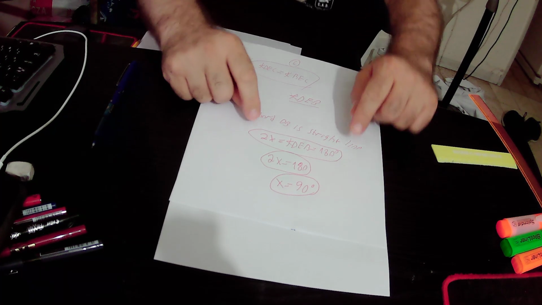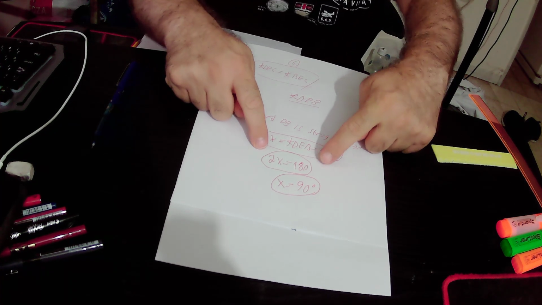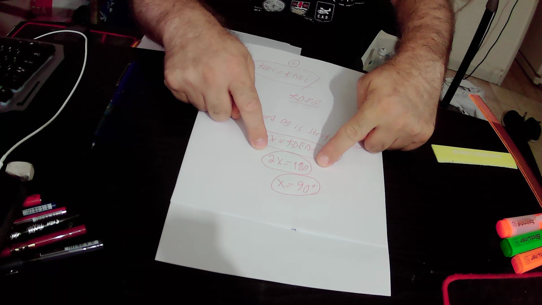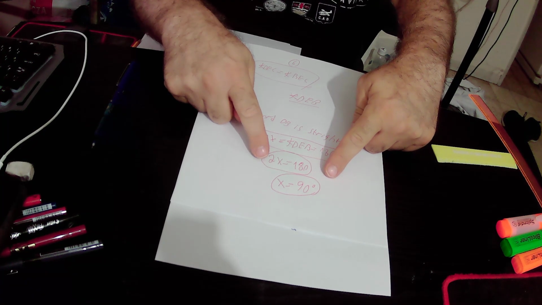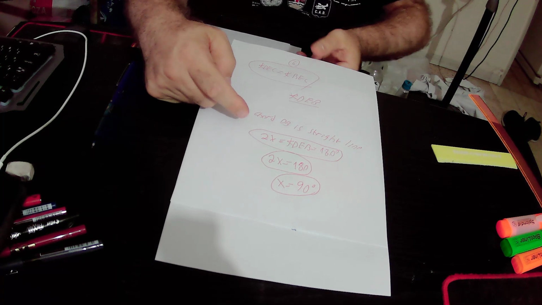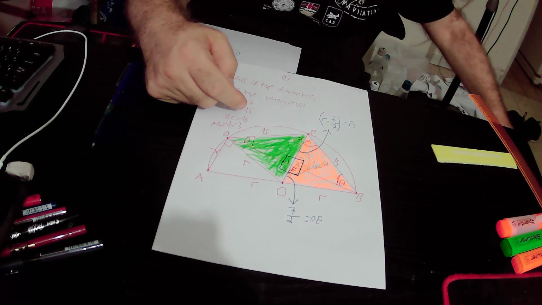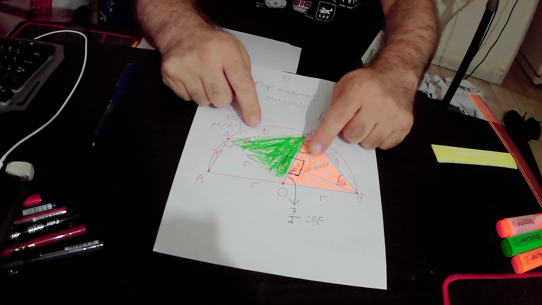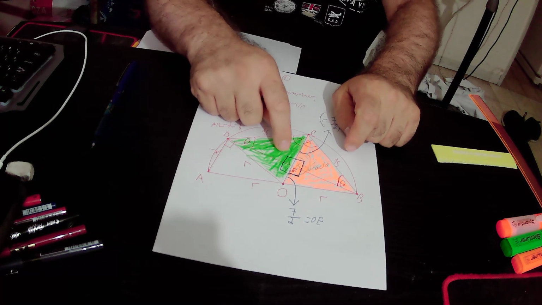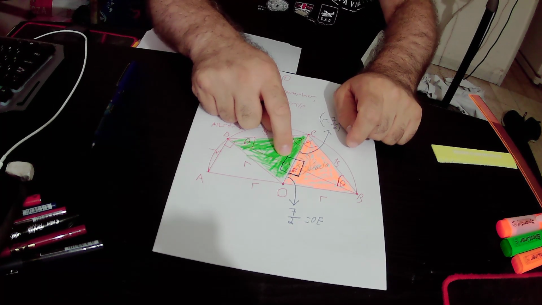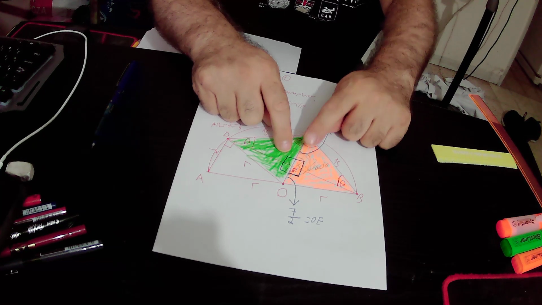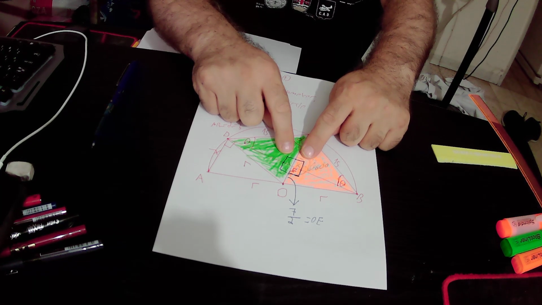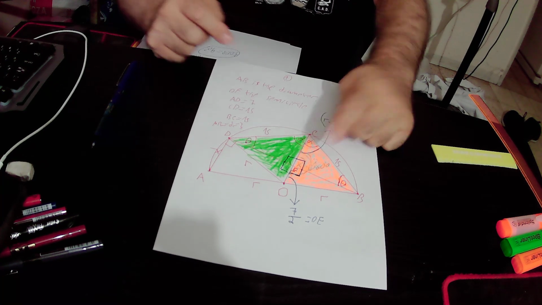So from this equality, we can deduce that 2x equals 180 degrees. Then we divided this equality by 2, and we got that x equals 90 degrees. Okay, angle x equals 90 degrees. So this is a right angle, and this angle that equals x also equals 90 degrees. It is a right angle. So those two angles are right angles.